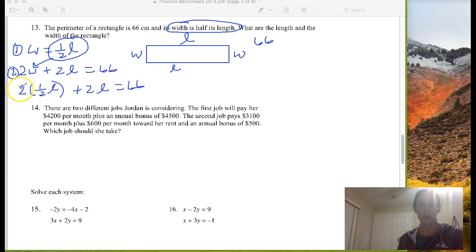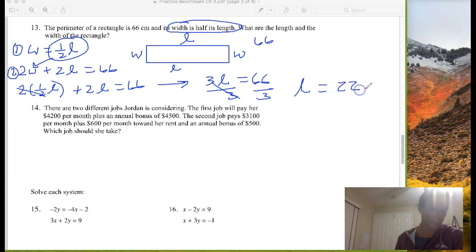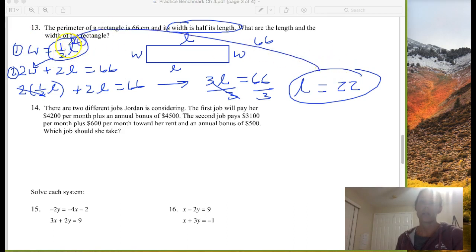Simplify this. 2 times 1/2, those cancel, and I'm just left with L. 1 L plus 2 L's are 3 L's. So I'm going to write this over here as 3 L's equals 66. Then divide both sides by 3. So 3 goes into 66, and it's going to leave me with 22. So there's my length. Now to find my width, I know my width is half my length. So just plug 22 into the original equation. Width equals 1/2 times 22. So half of 22 is going to be 11.